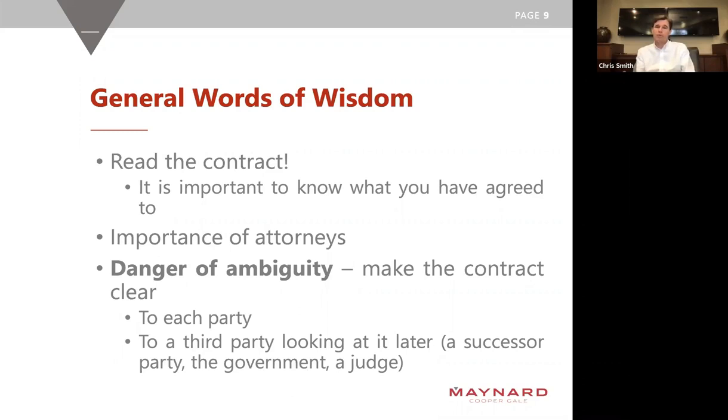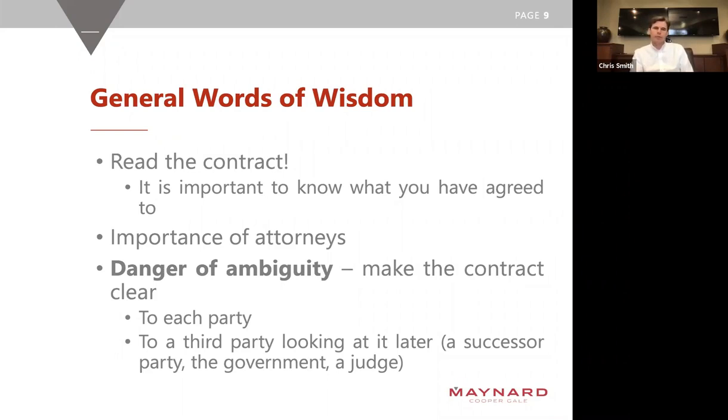But even if you can't get any changes made, if it really is a take it or leave it type contract, then you need some help in terms of evaluating what you are agreeing to, right? I mean, if you're stepping into a bad situation, it's good to know what that bad situation is on the front end, as opposed to the back end when something goes wrong and you don't know contractually what is supposed to happen. The danger of ambiguity.